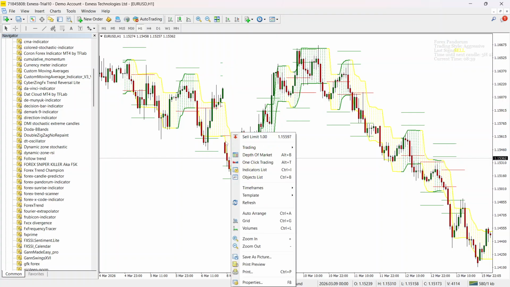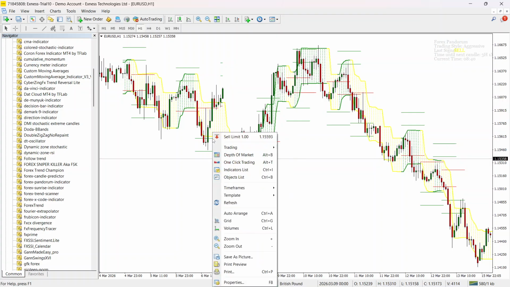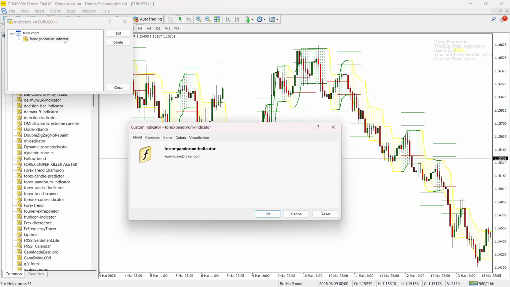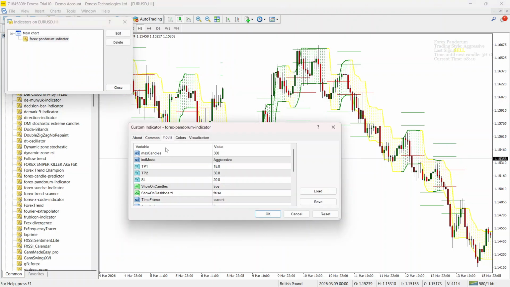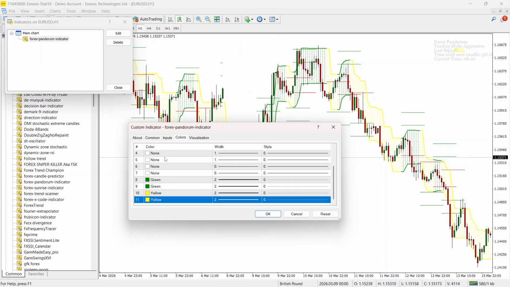If we move over to its settings, we have the maximum candles the indicator works on, the mode, which is aggressive, the TP1 and TP2 levels, SL levels, and time frame. You also have the alerts, email notifications, sound, and others. You can also adjust the color of the cloud, either green or blue, or yellow or red.